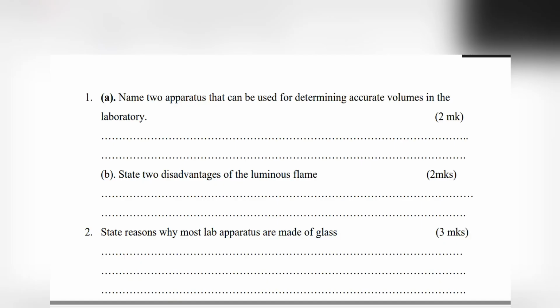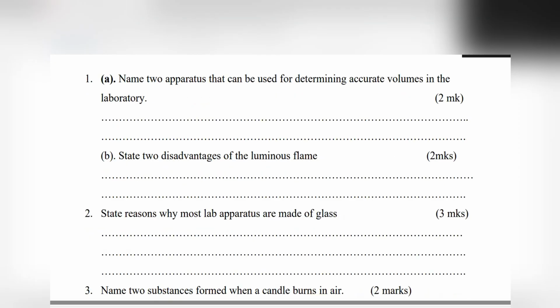We are looking at Booker Academy Chemistry Examinations Form 2. And the question we have reads, name two apparatus that can be used for determining accurate volumes in the laboratory. For the apparatus used for measuring volumes, there are those that are used to measure approximate volumes and those that are used to measure accurate volumes.